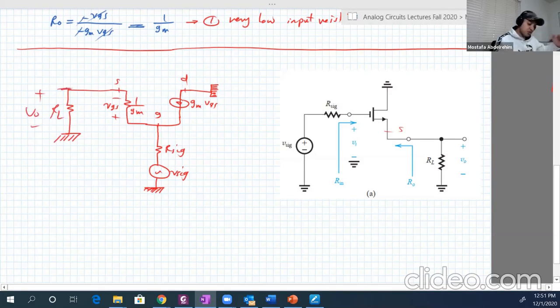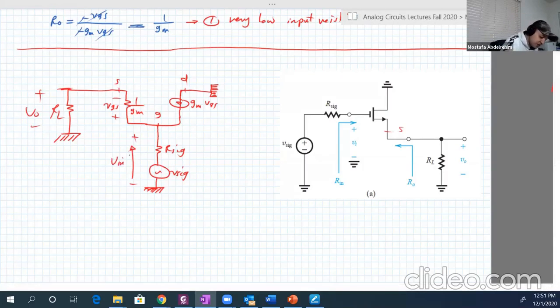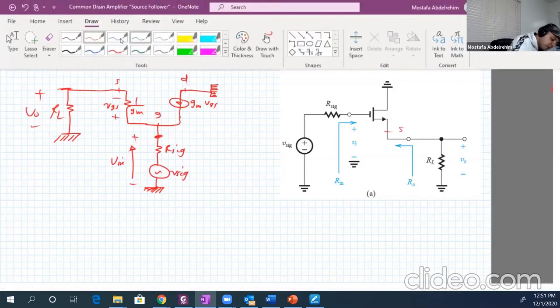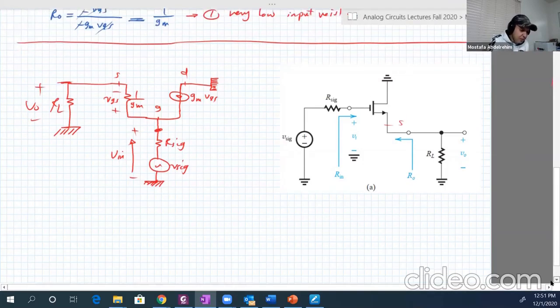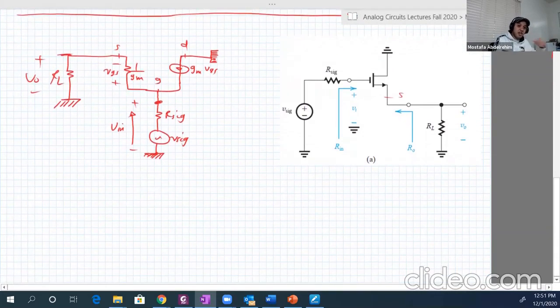Here is VO between the source and the ground, and here is the input. Remember, the input is between the terminals of the source: this terminal and the ground, the second terminal, including RS, of course. Okay, so let's now make the analysis again and get AV and R input and R output.